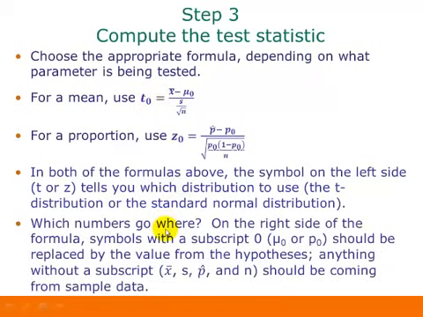Now the problem we usually run into is figuring out which numbers go where. So on the right side of these formulas, anything with a subscript 0 is going to come from your hypotheses. So that's the number that you used in your null and alternative hypothesis. Anything without a subscript, so the X bar, the S, the N, and here the P hat and the N, those are going to come from your sample data.